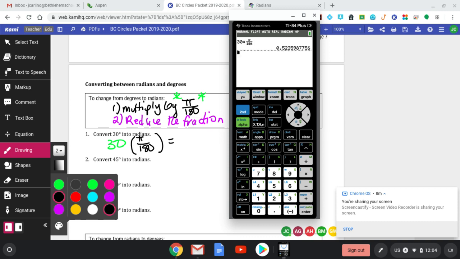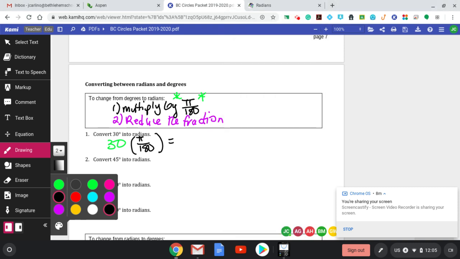Now I get this. Do you think I really want that as a decimal? I mean, for you to write that out? No, I do not. So to be more precise, we are going to leave all our answers for now in terms of pi. So we're going to leave pi in our answer. So this would be 30 pi over 180. And you'll notice in step number 2, please reduce the fraction.